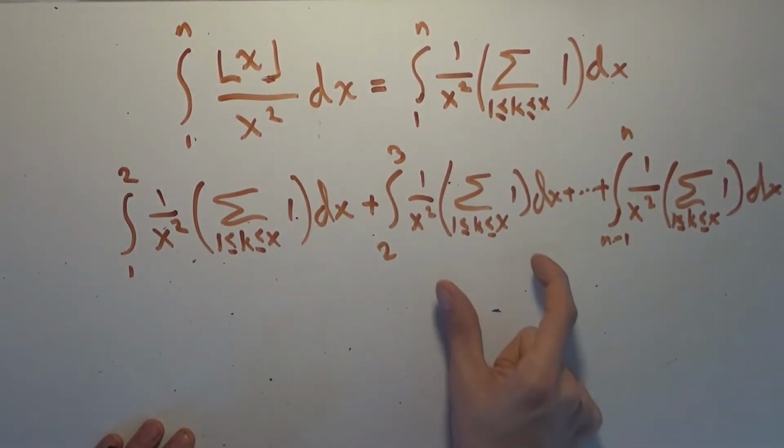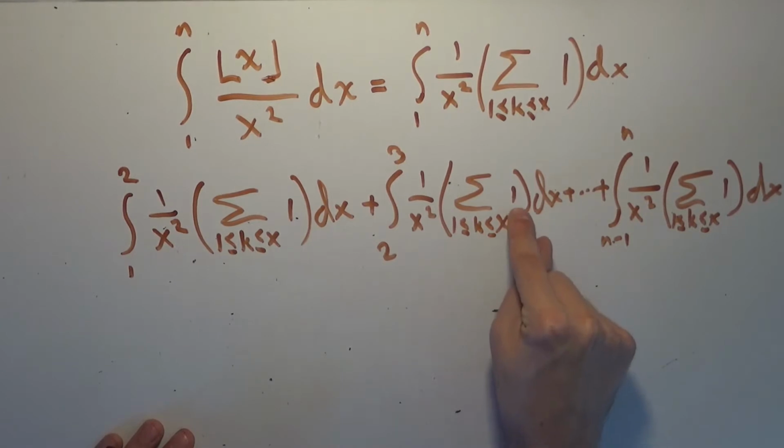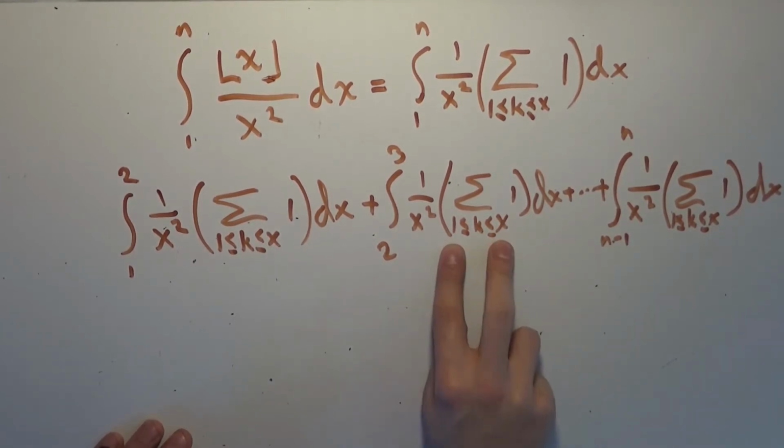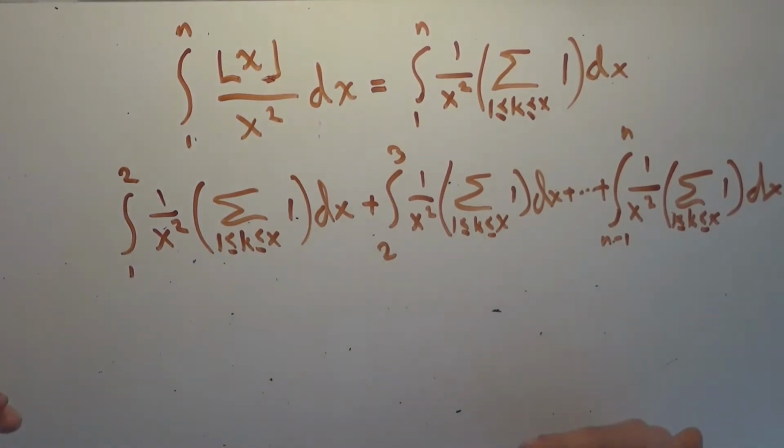And again, just to reiterate, this sum is over as many 1s as there are k's that are integers between 1 and x. So that will always give the floor of x. Again, just try to ponder that, try to think on that, see if that makes sense to you.